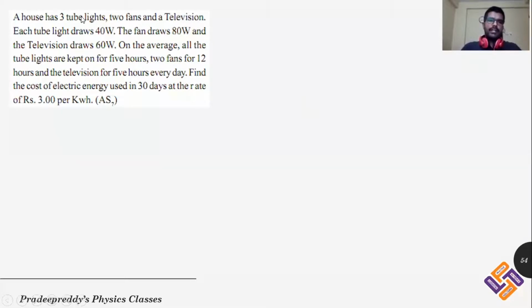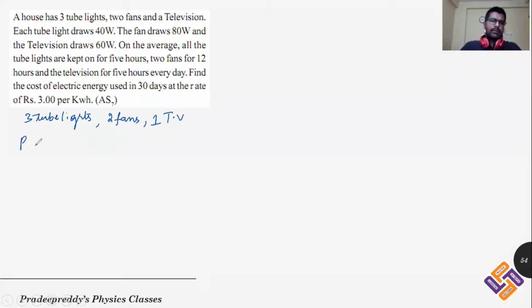A house has 3 tube lights, 2 fans and 1 television. Each tube light draws 40 watt.